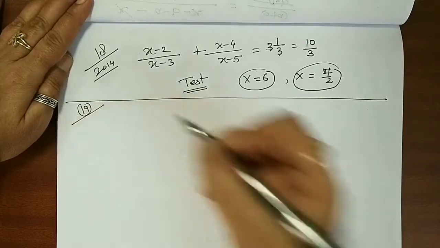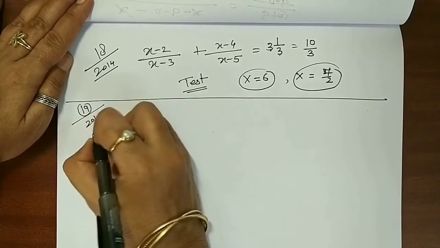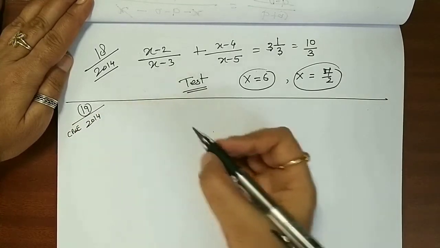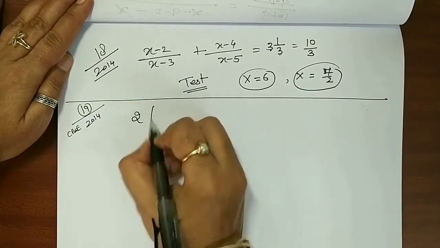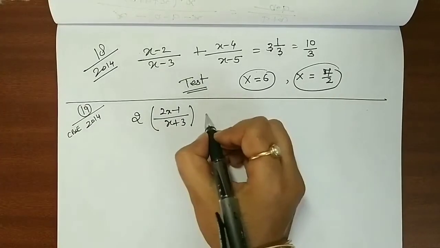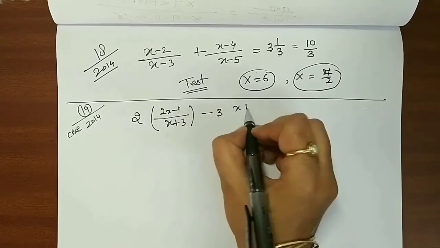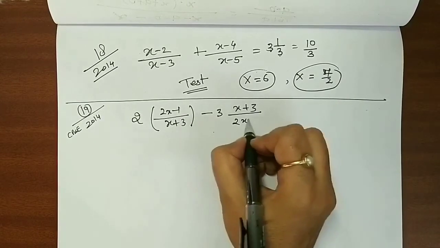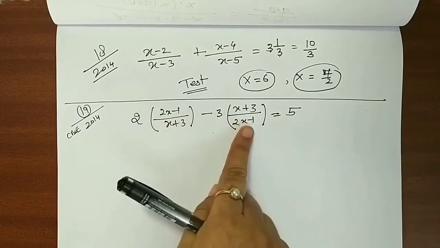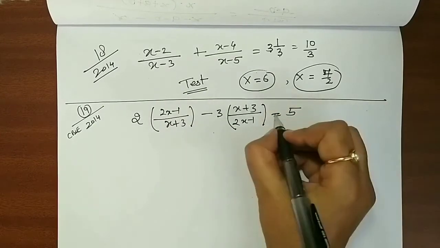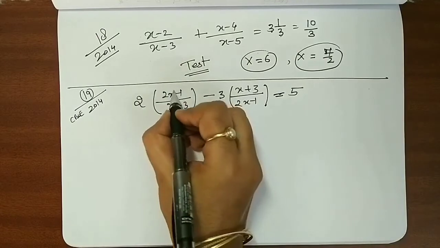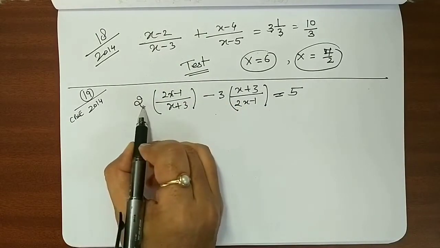Here is the next question, which appeared in 2014 CBSE in another set of question paper. So it is (2x minus 1) into (x plus 3). Please write down the question with me and try to solve parallelly. Okay, is equal to 5. So you are supposed to calculate the value of x. I hope you have written the question. Now we will simplify. So first this 2 is multiplied.